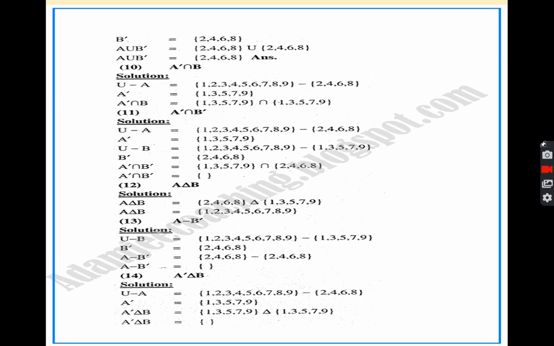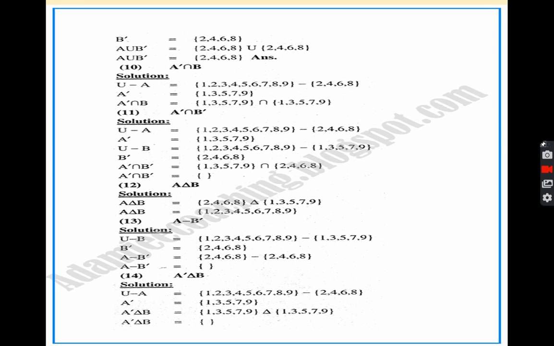Firstly, we are finding the value of B complement. The formula of B complement is equal to U minus B. So firstly, we will put the value of U, 1, 2, 3, 4, 5, 6, 7, 8, 9. After that, subtraction, we will put the value of B, 1, 3, 5, 7, 9. Then the B complement is equal to 2, 4, 6, 8.